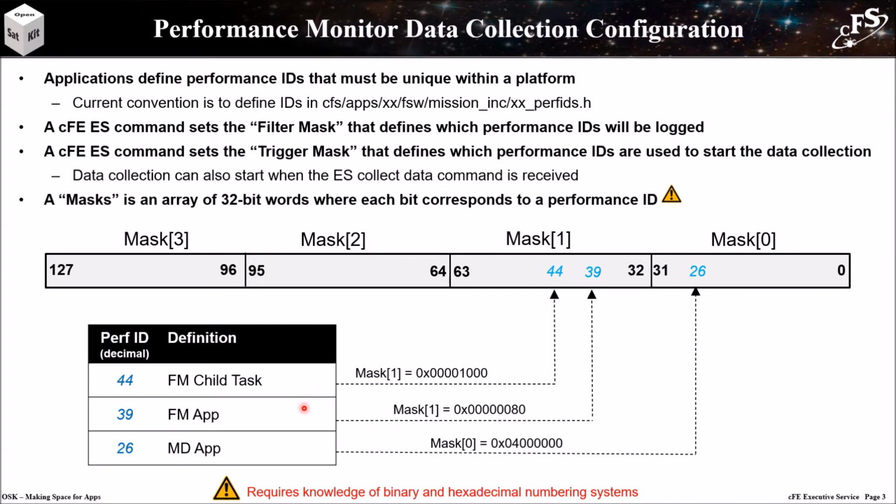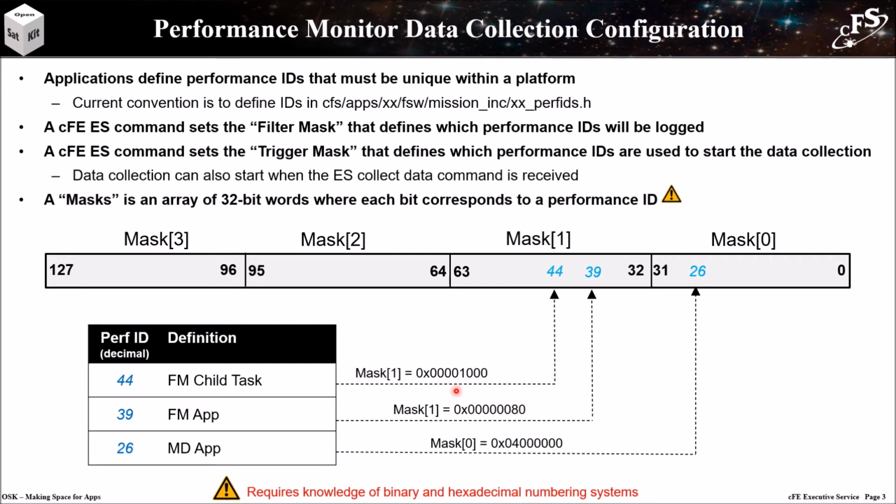File Manager's app performance ID is 39, so we need to go into the second 32-bit mask word that starts at bit ID 32. The second nibble in this word starts at bit ID 36. So to get to 39, we need to set the last bit in the second nibble, which is a hexadecimal 8. Finally, for File Manager's child task with an ID of 44, we know that the third nibble in the second mask word gets us to bit ID 43. So setting the first bit of the next nibble is ID 44.